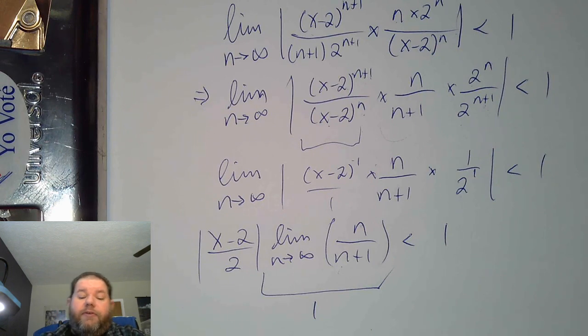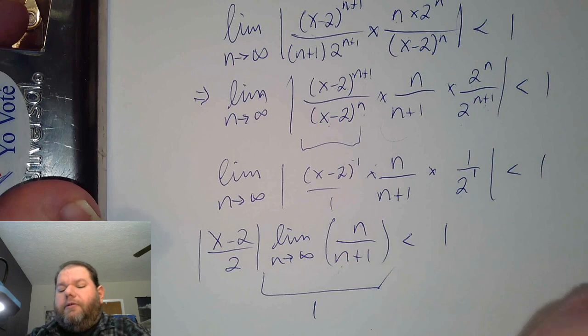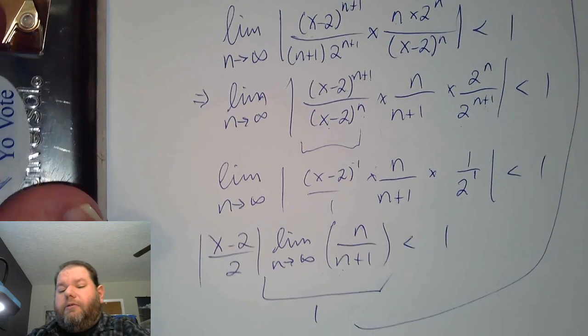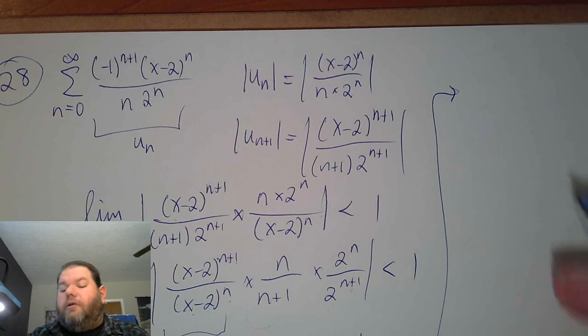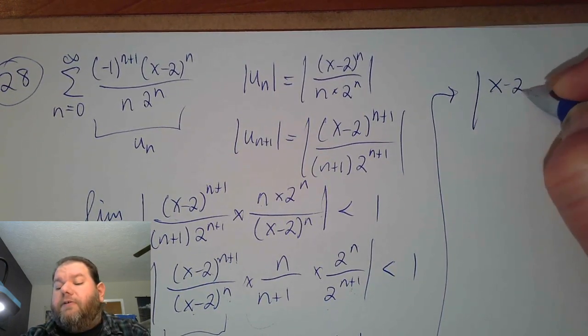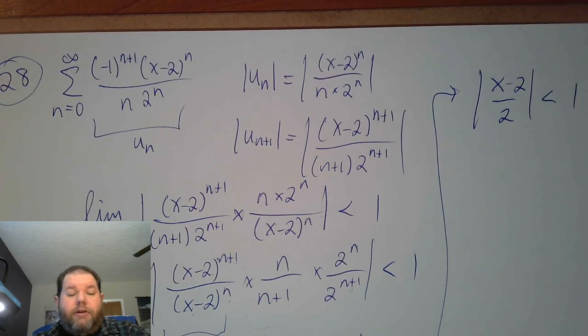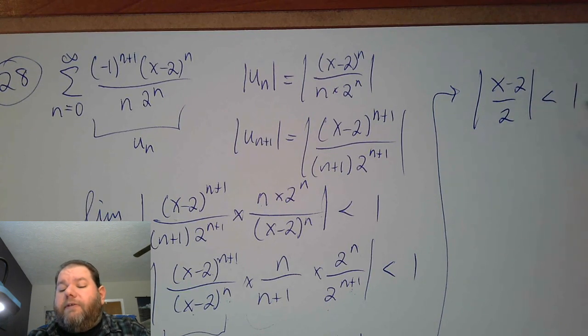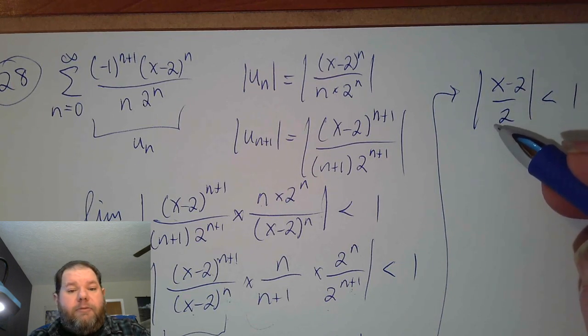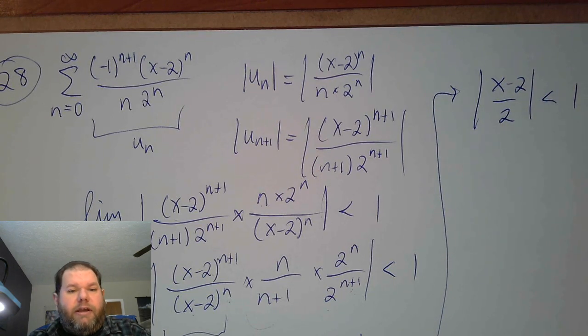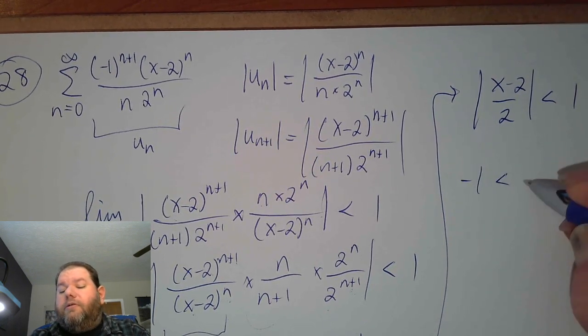So what does that leave us with? Well, we still have our absolute value term, and that has to be less than 1. So I'm going to bring that back up here. We have the absolute value of x minus 2 over 2 is less than 1. Now, much like we did on the first example, instead of using the absolute value inequality, we'll convert that to a compound inequality. So if the absolute value of this is less than 1, that means this value inside the absolute value bars must be between -1 and +1.